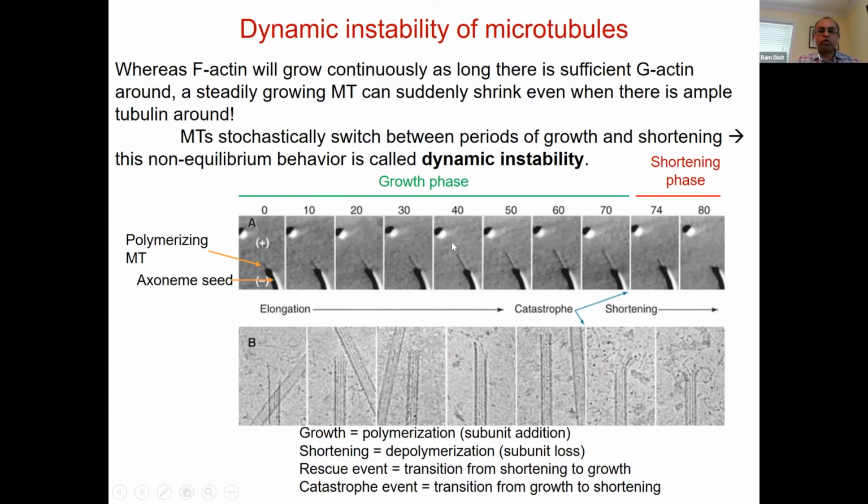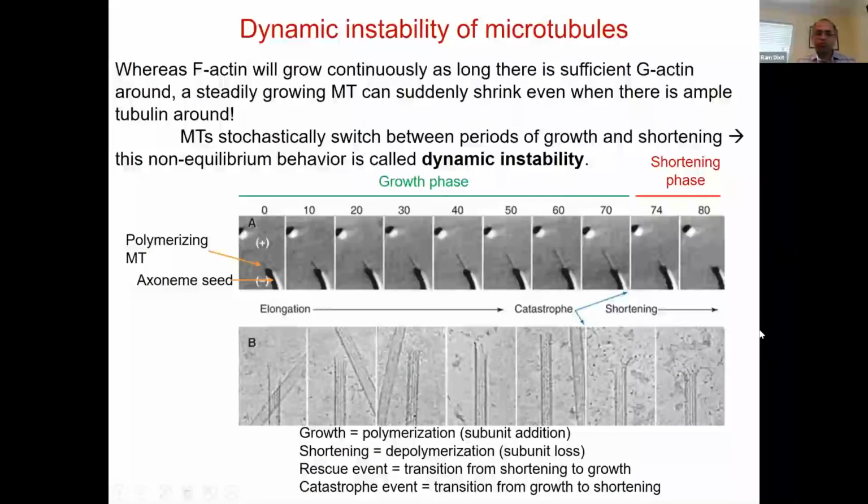So here you can see what this looks like in vitro. So on the bottom is an axoneme derived from a cilia that acts as a nucleator to initiate polymer formation. There's a single microtubule growing. The free end is the plus end. So you can see the polymer grows, it's lengthening, and then will suddenly switch to shortening, and then it can re-switch back to lengthening and so forth.